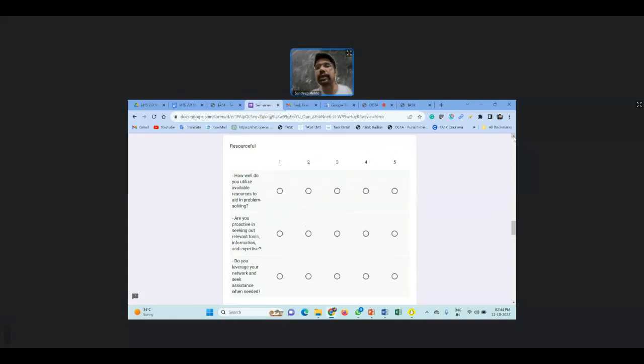Then there is resourcefulness. So we might feel that resourcefulness comes with you if you have the resources or not, but resourcefulness is basically related to your mind, and it is basically a trait. So are you proactively looking for different kinds of relevant tools, solutions and other things or not?